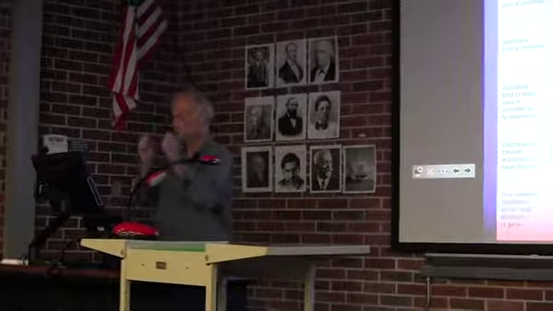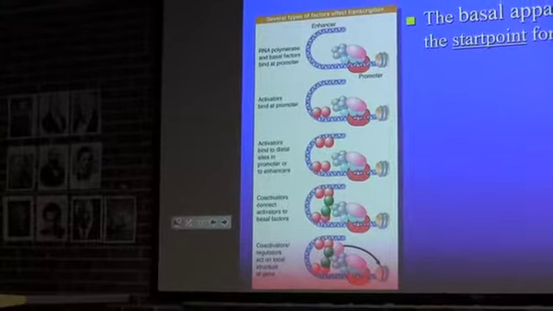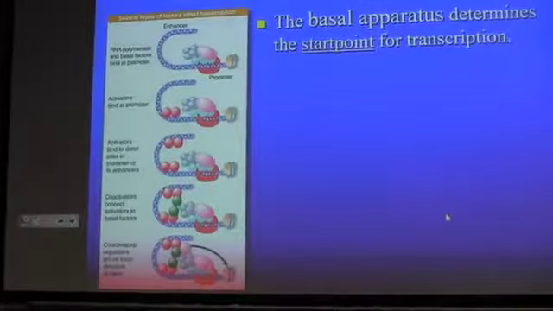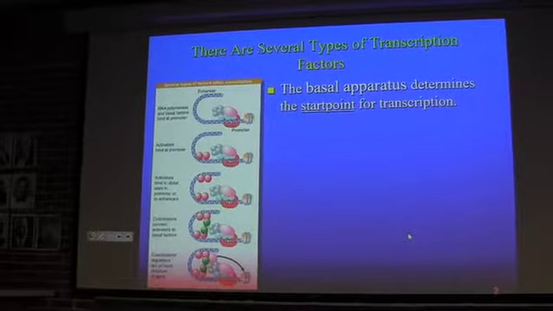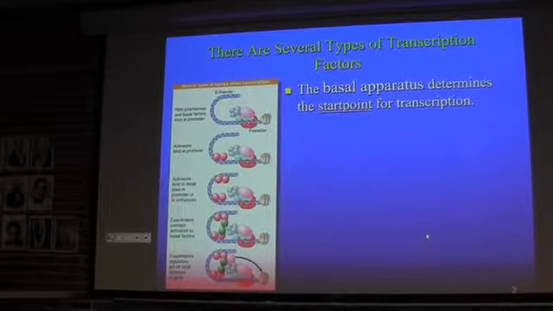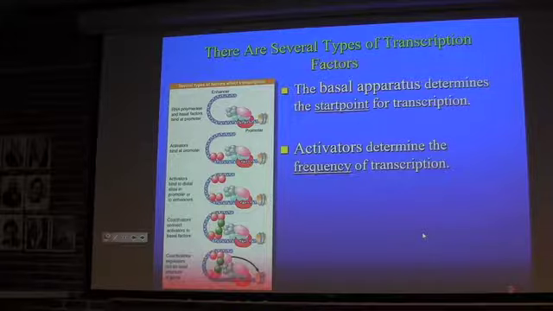So we've got some sort of bookkeeping definitions to get out of the way. And this is what you already know. This seems to be review here. Basal transcription factors are these TF2, A, B, D, E, H, F, so forth. And they nucleate near the start point for transcription. Activators determine the frequency or amplitude of transcription.